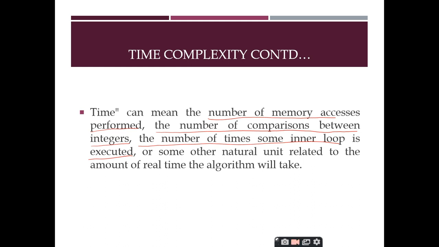So the outer loop we have, and within that outer loop we have another loop which is called the inner loop, right? So how many times the inner loop is going to execute should be considered as the time complexity. And some other metrics also you can consider, but these are the most important metrics you should consider for the time complexity of an algorithm.